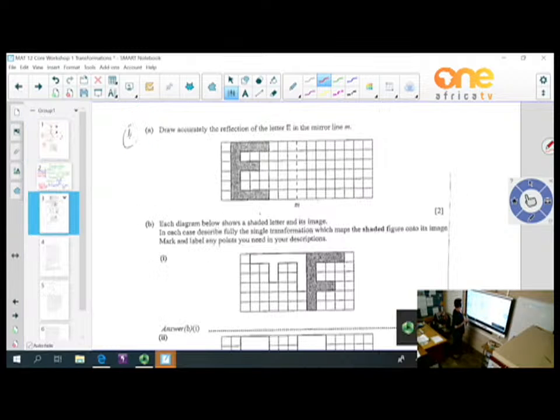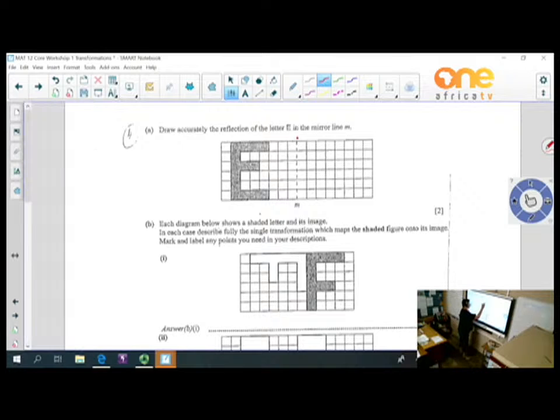Right, the next page. Draw accurately the reflection of the letter E in the mirror line M. So there we have it exactly. Here is my mirror line right in the middle. Once you've got the first points, it's usually very easy to continue there. I can't start here. This one is 3 blocks to the left. So I go 1, 2, 3. So I'm going to start there.